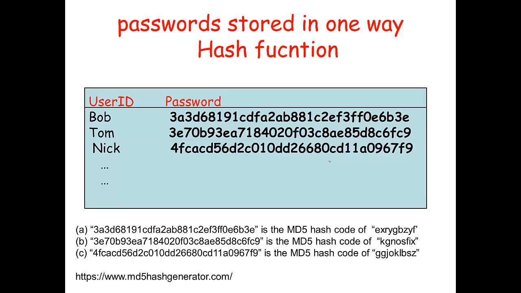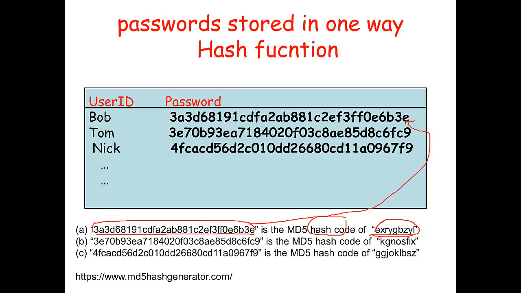So there are other ways to store the password. That means when you store your password in your computer or some server, you don't store your password. You store the hash code of your password. For example, for Bob, his password is this one. We do not store the password in the password file. We store its hash code. For example, the MD5 hash code of this password is this one. So I will store this value in the password file.